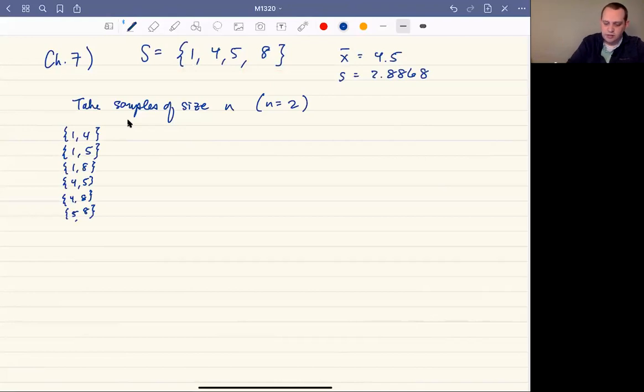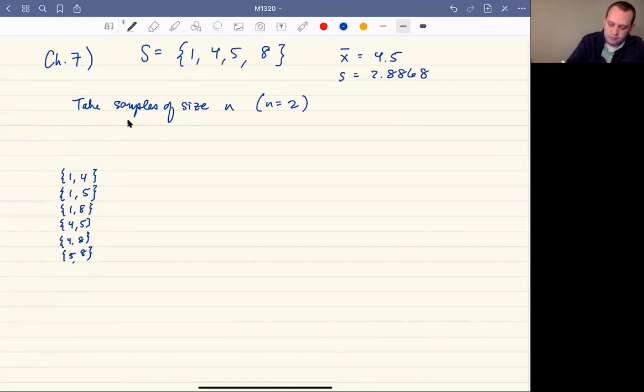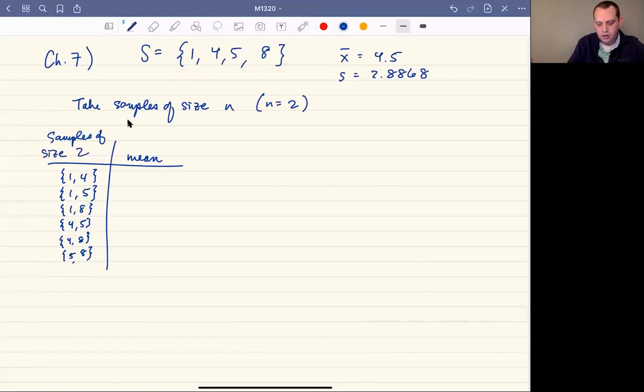Then I want to think about, given these samples, what's the mean of each sample? We can just calculate this by hand. These are samples of size 2, and then the mean of those samples. The first sample would have mean 2.5, and then 3, and then 1 plus 8 is 9, so divided by 2 would be 4.5, then 4.5, 6, and 6.5. Okay, so those are the means.